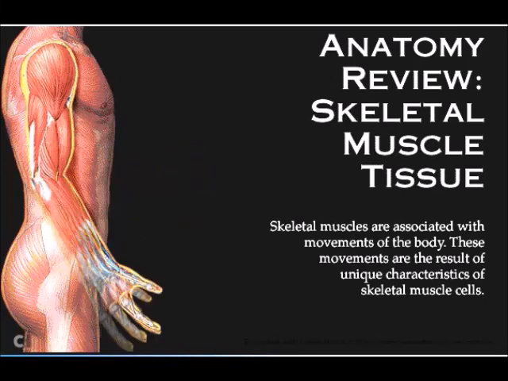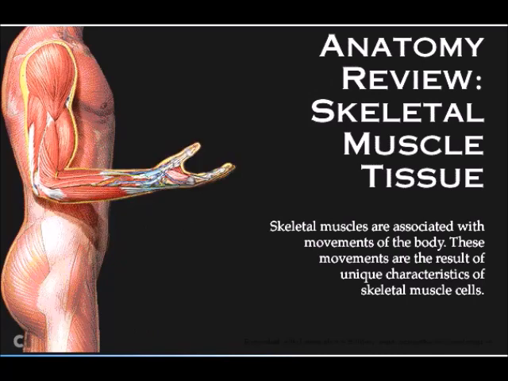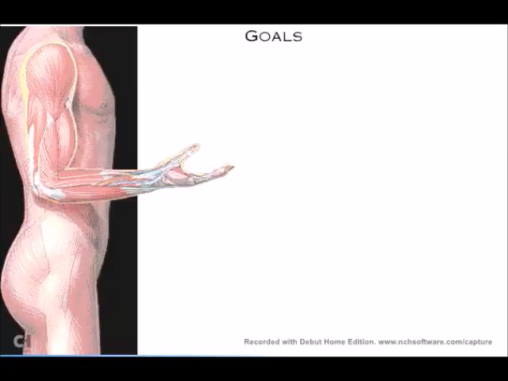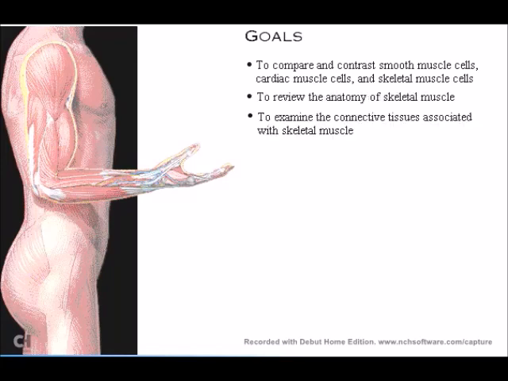Skeletal muscles are associated with movements of the body. These movements are the result of unique characteristics of skeletal muscle cells. Your goals for learning are to compare and contrast smooth muscle cells, cardiac muscle cells, and skeletal muscle cells, to review the anatomy of skeletal muscle, to examine the connective tissues associated with skeletal muscle, to review the intracellular organization of the skeletal muscle cell.